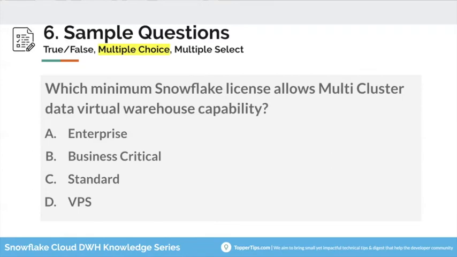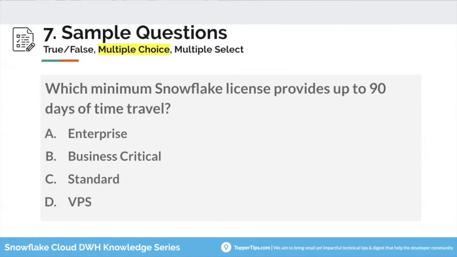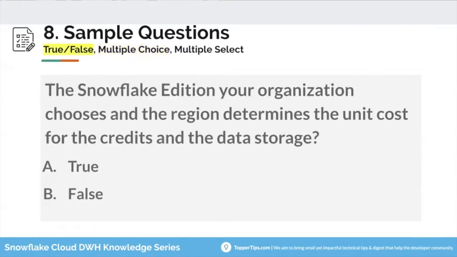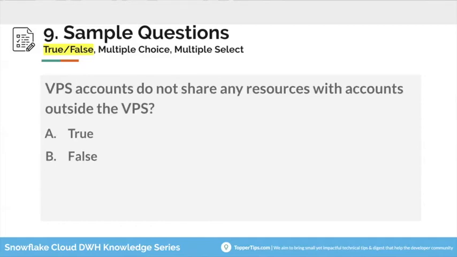Which minimum Snowflake license allows multi-cluster virtual warehouse capability? Which minimum Snowflake license provides up to 90 days of time travel? Easy one. The Snowflake edition your organization chooses and the region determine the unit cost for the credit and the data storage. I think it is an easy one too. VPS accounts do not share any resources with accounts outside the VPS.